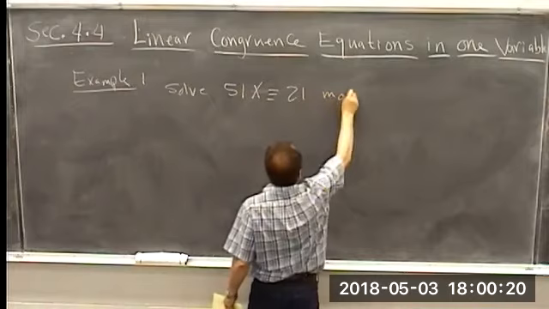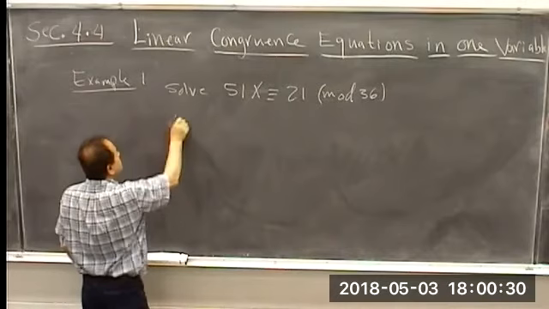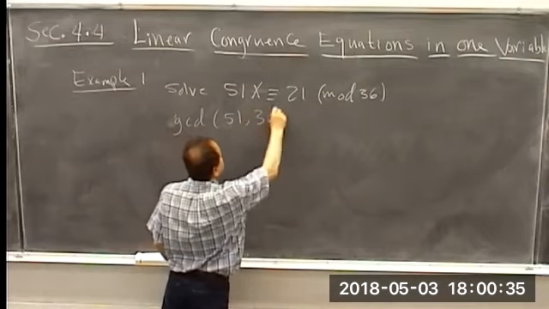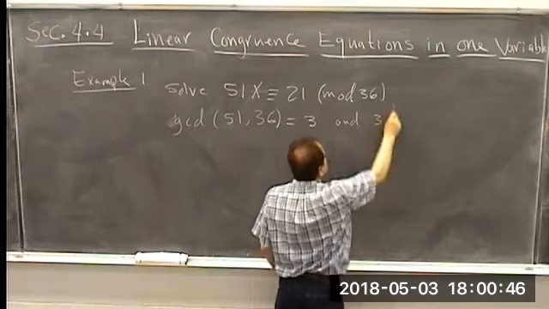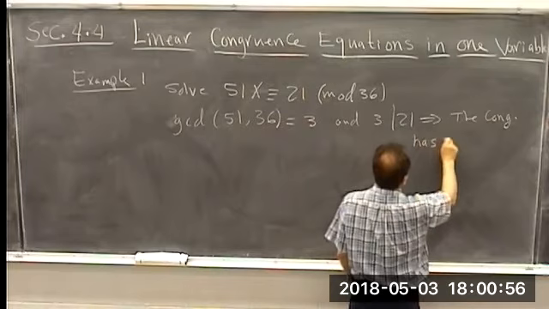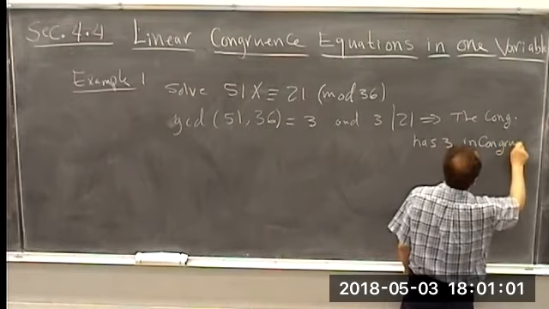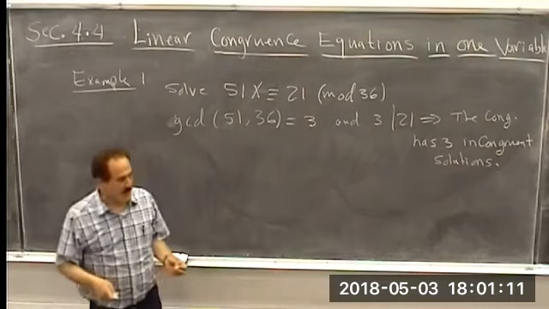First, we need to determine if this actually has a solution. The greatest common divisor of 51 and 36 is equal to 3, and 3 divides b, which is 21, so this implies the congruence has three distinct solutions, three incongruent solutions. And all we need to do is to find one of them.